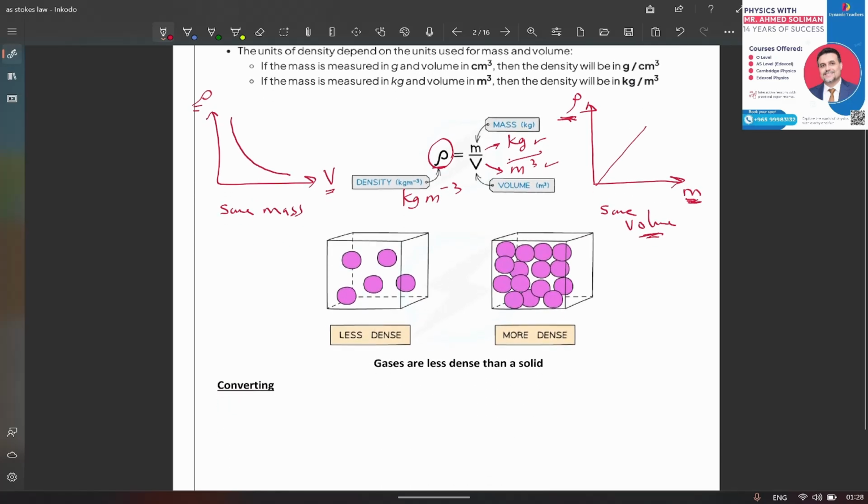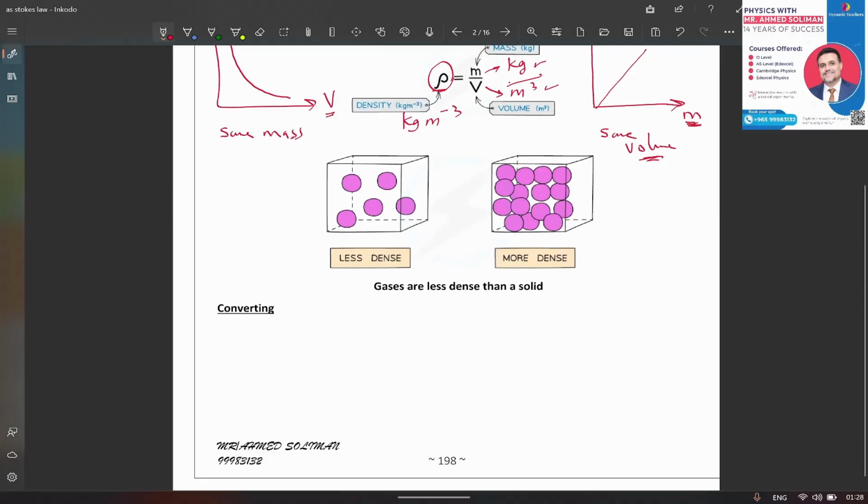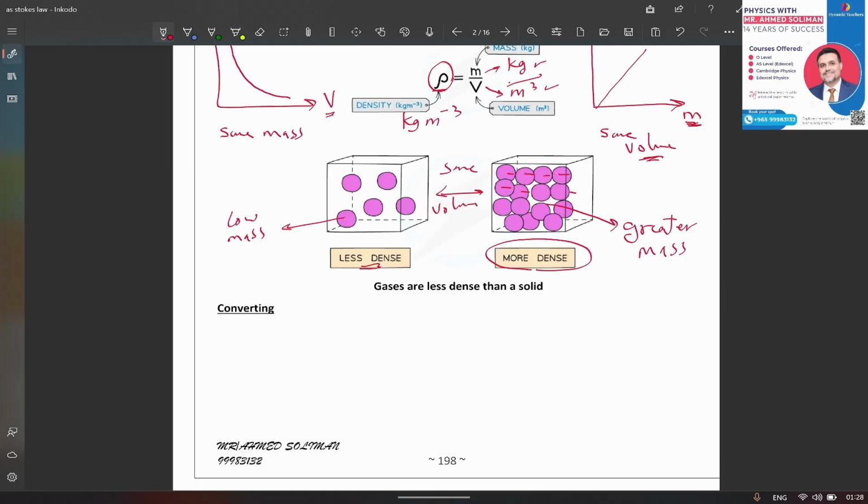Okay. So as you see, more dense means a greater mass, and greater mass because it has a lot of particles in this volume. But if we have fewer particles, it means low mass, so it will be less dense because we have the same volume.